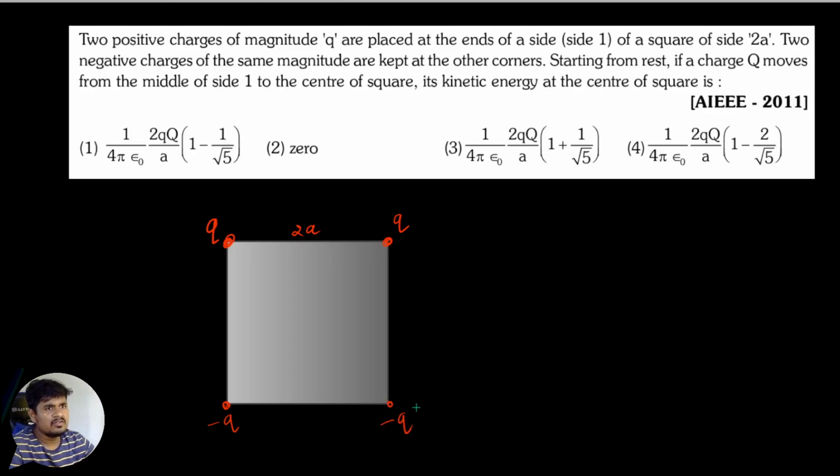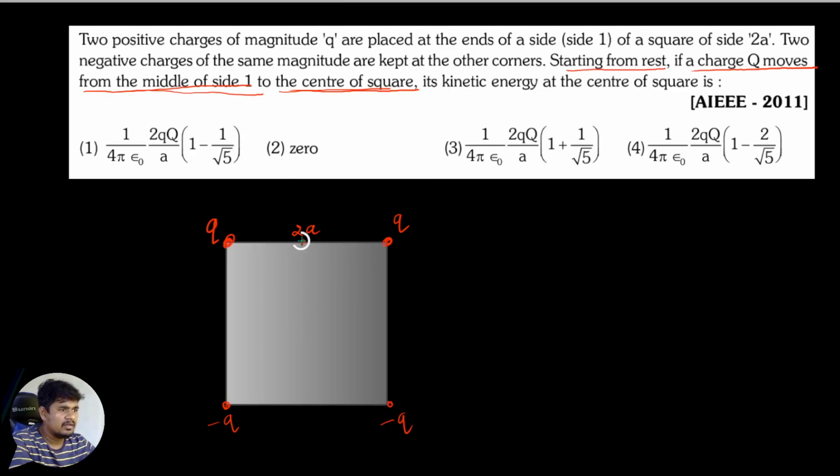Starting from rest, if the charge q moves from the middle of side 1 to the center of the square, its kinetic energy at the center of the square is asked. So basically the charge is initially here, and then it is moving from this position to the center. So the charge is moving from here to here. Then we have to find its kinetic energy at the center of the square.